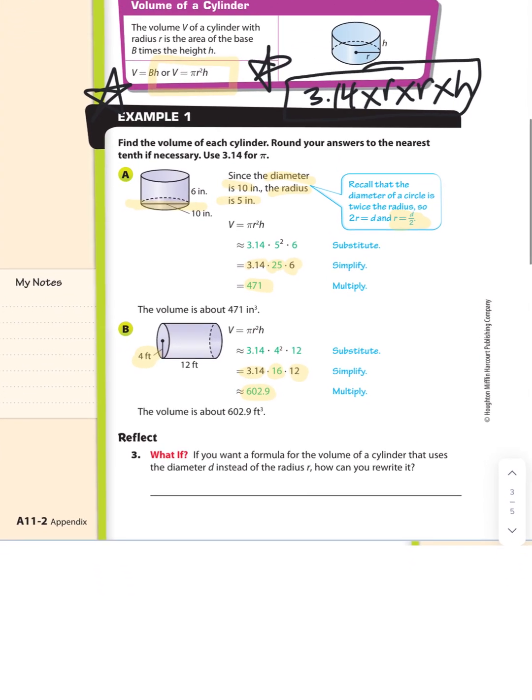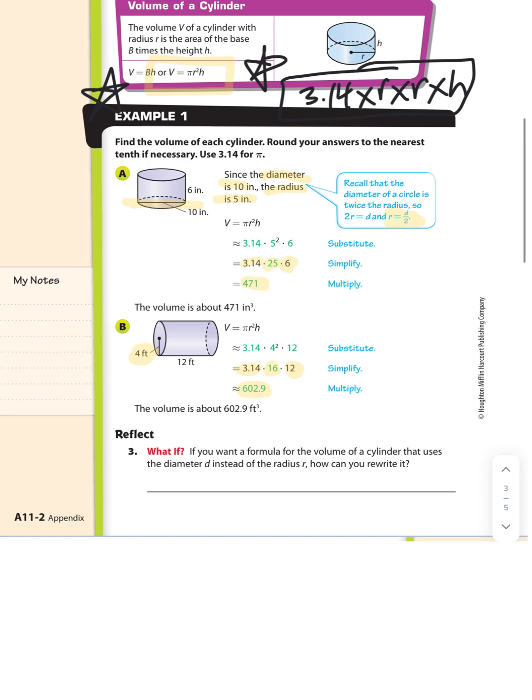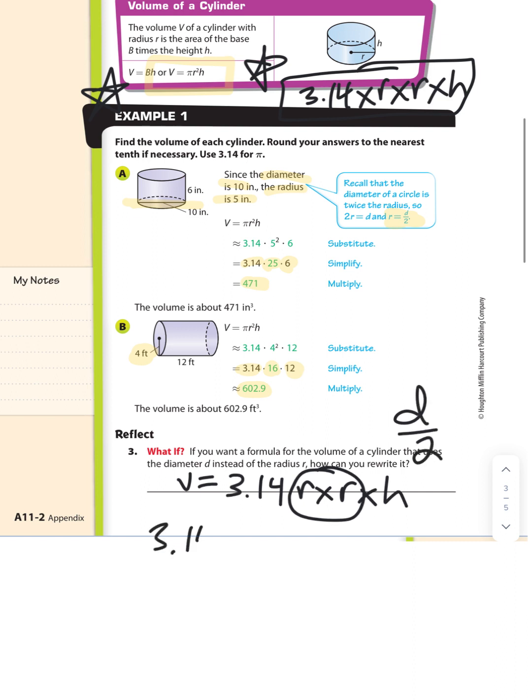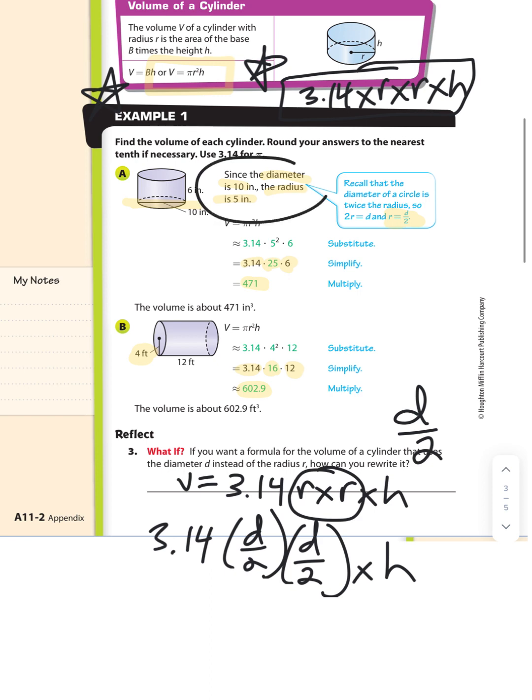All right, let's check out this reflect question. If you want a formula for the volume of a cylinder that uses the diameter instead of the radius, how can you rewrite it? Well, so far we've learned it as 3.14 r squared times height. And if we have the diameter, we know radius is just diameter divided by 2. So we would still have pi, and then we would have diameter over 2, diameter over 2, times h. That looks super complicated, which is why it's way easier to just figure out the radius first and then plug it in.